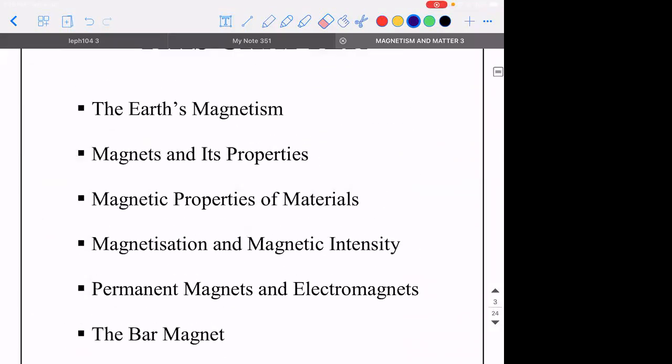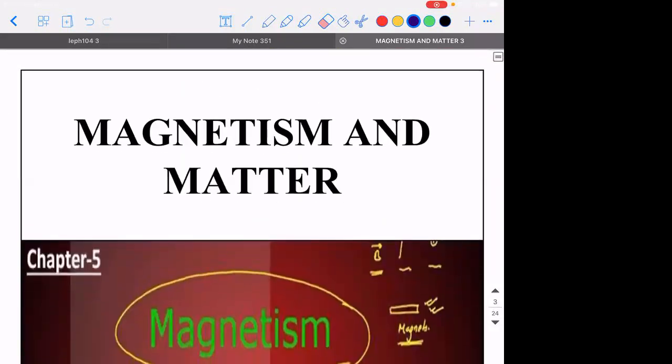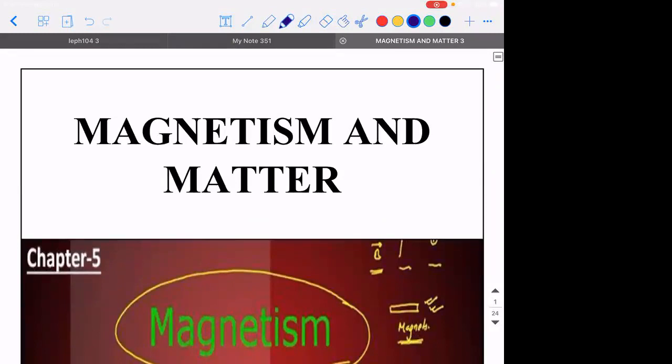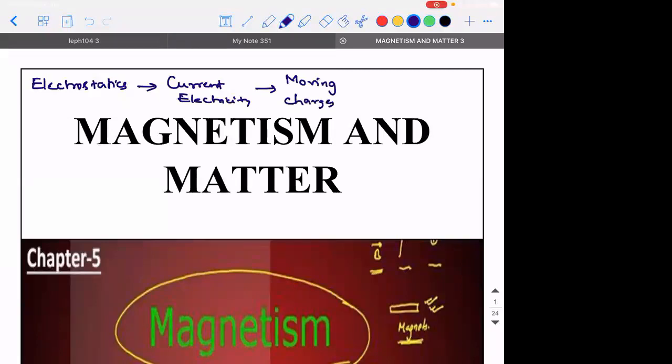Okay. So before we start this chapter, tell me what are all the things we have seen till now. The first 2 chapters dealt with electrostatics, that is the charges at rest. Then we saw current electricity. Then what did we have? We have moving charges and magnetism. So how did this chapter help us to understand this chapter?